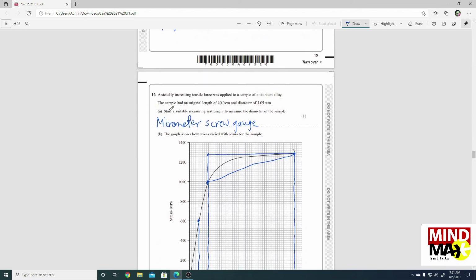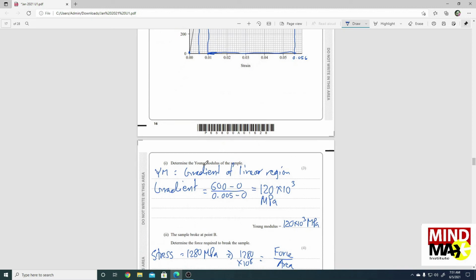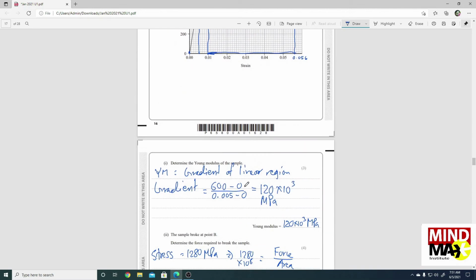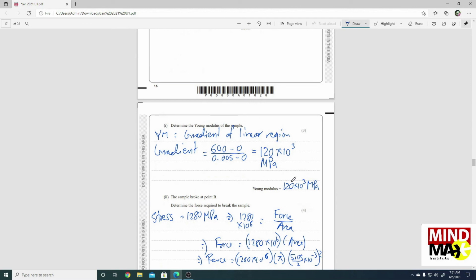Then this one, state a suitable measuring instrument to measure the diameter of the sample. If you want to measure the diameter of anything in physics, just simply go for micrometer screw gauge. Straightforward. Then determine the Young modulus of the sample. If you wish to find the Young modulus from a stress strain graph, you always have to take the gradient of the linear region. That's what I wrote. So I found the gradient, normal y2 minus y1 divided by x2 minus x1.